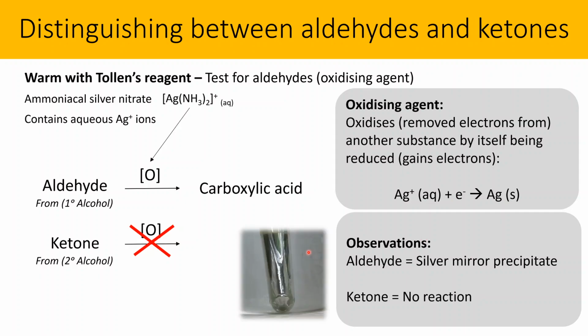You can see that the sides of the test tube, if you swirl the test tube as you're doing this, develop this beautiful silver mirror precipitate around the outside, which is really stunning to look at, but the indicator that an aldehyde has been detected.